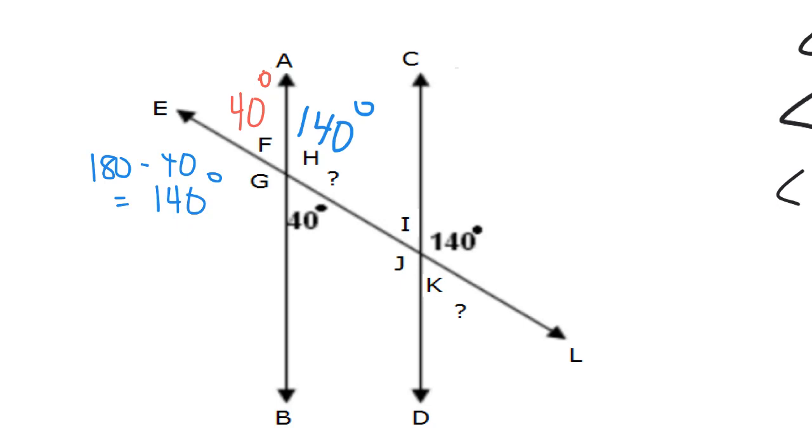And in our bottom half of our diagram, we have angle I, angle J, and angle K to figure out. So the easiest one to start with would actually be angle J, if you really wanted to start here, because I know that angle J is opposite to this 140 degree angle. So I know opposite angles are equal, so angle J we are going to fill in as 140 degrees.